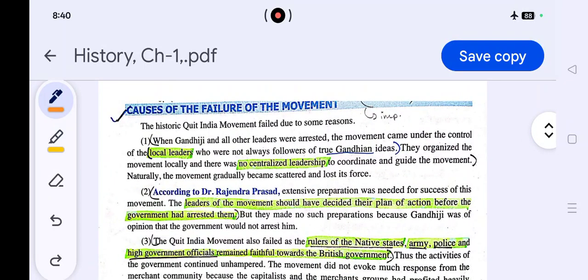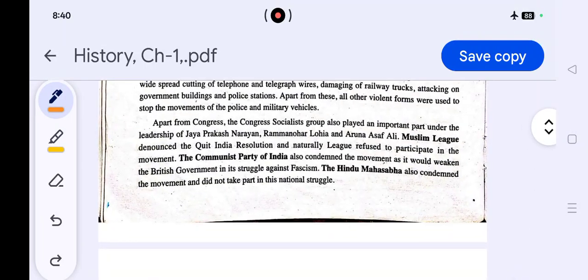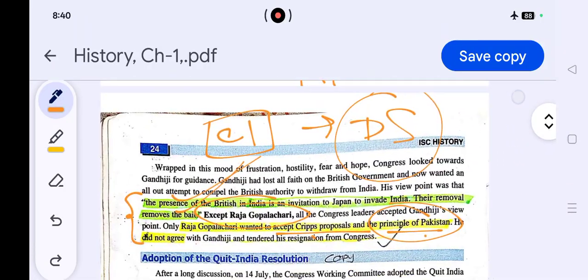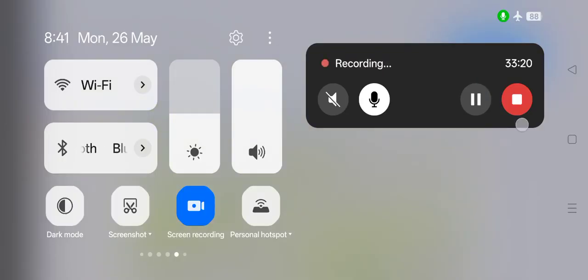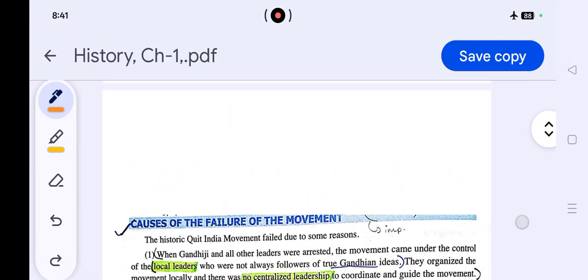Now, causes of the failure of the movement. This is supposed to be Quit India. If you join the Telegram group, I will attach a part of the notes that I have from the Quit India movement. That is, what was it and why was the resolution passed. I'll read from that, I'll explain to you from that, and then we will come to the causes of the failure, okay? So, Quit India movement. We are starting with the Quit India movement.